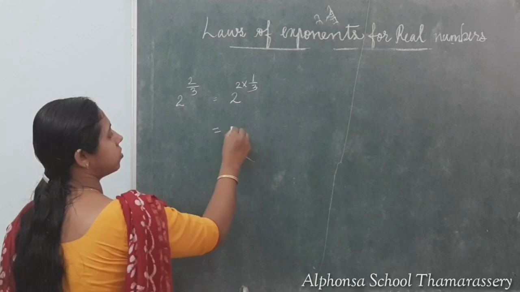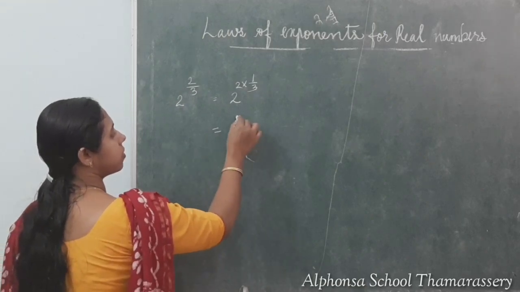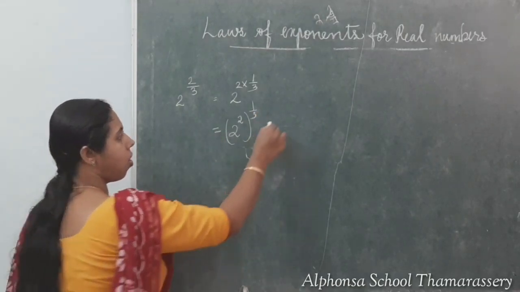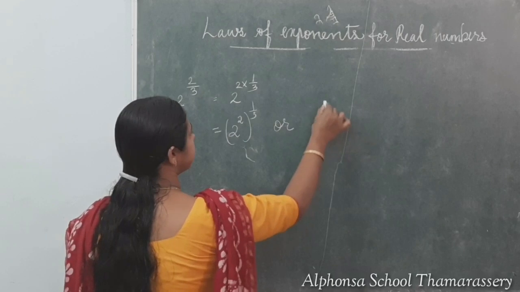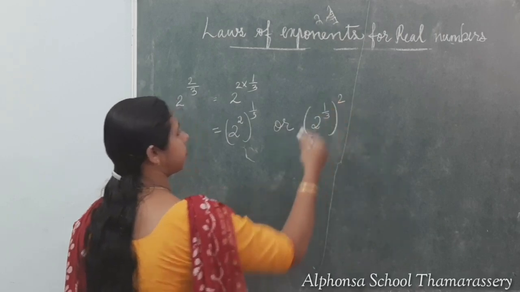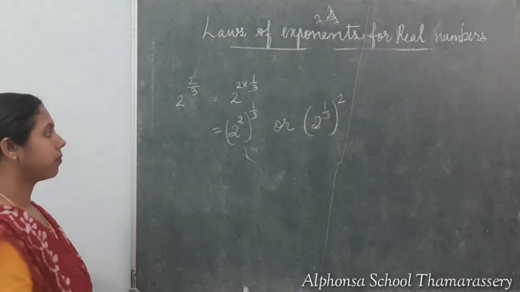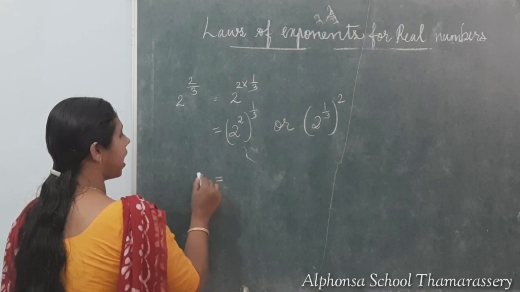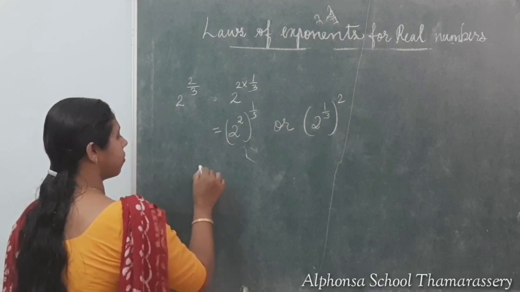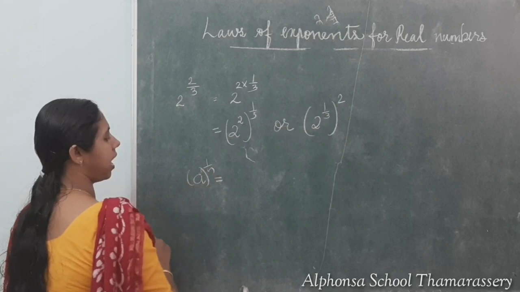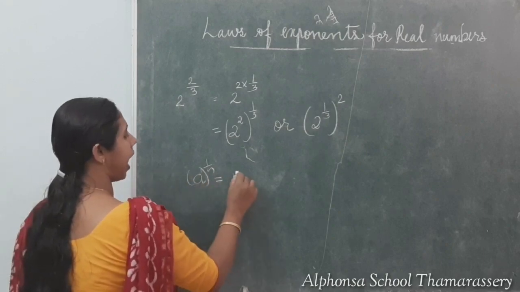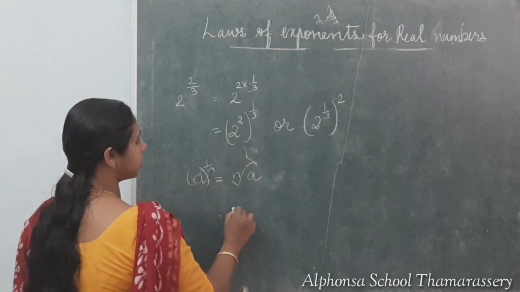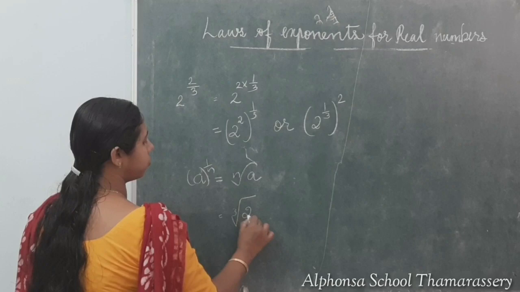That is equal to 2 raised to 2 whole raised to 1 by 3. This way you can write, or you can write it as 2 raised to 1 by 3 whole square. Both ways you are able to write. So in the first case, it will be in the form of a raised to 1 by n. A raised to 1 by n is equal to nth root of a. So this we can write as cube root of 2 square.